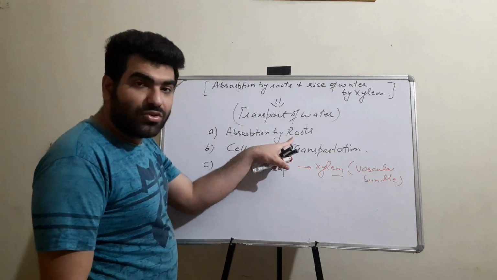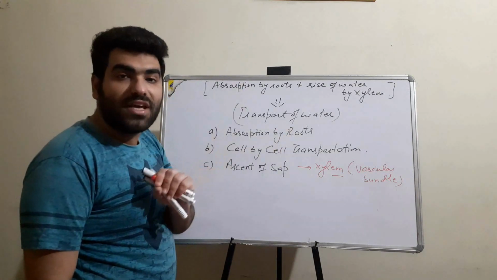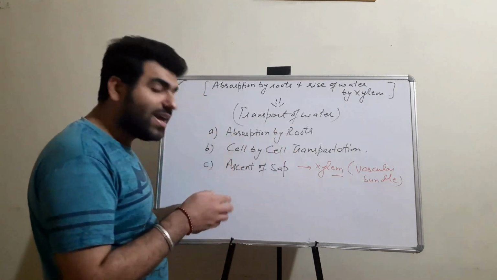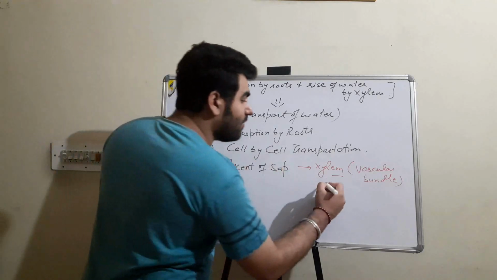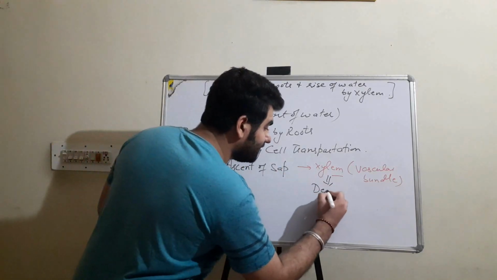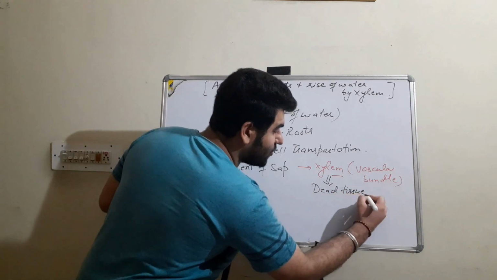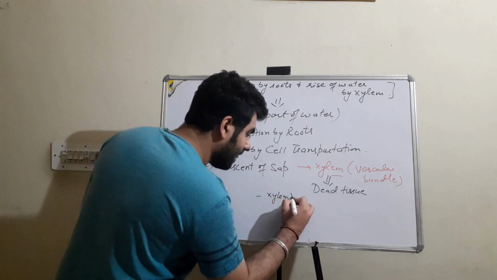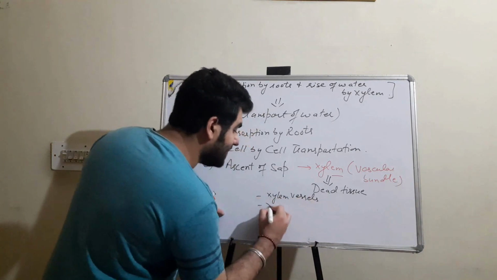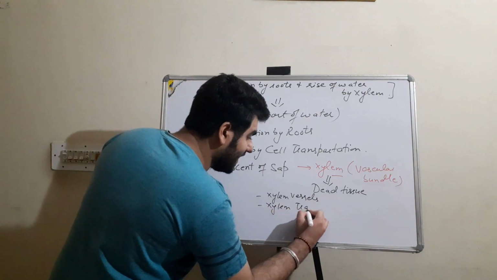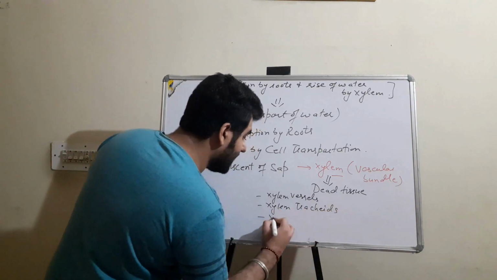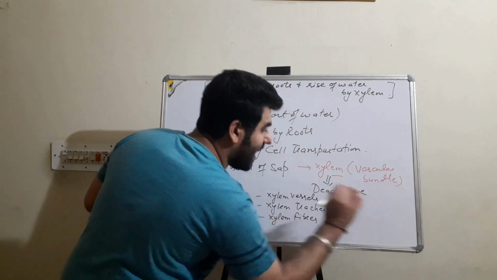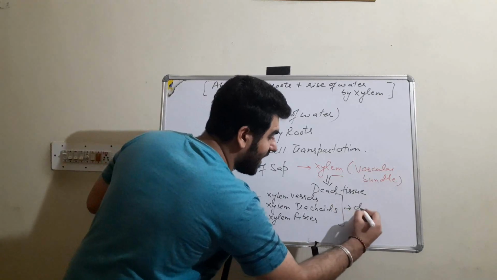Starting from the roots till the tips of the various parts, the plant has to supply the water, and this is processed by xylem. Now, xylem altogether is a dead tissue. It consists of the following parts. The first is the xylem vessels. Next is the xylem tracheids. Third is the xylem fibers. All these 3 are dead parts.